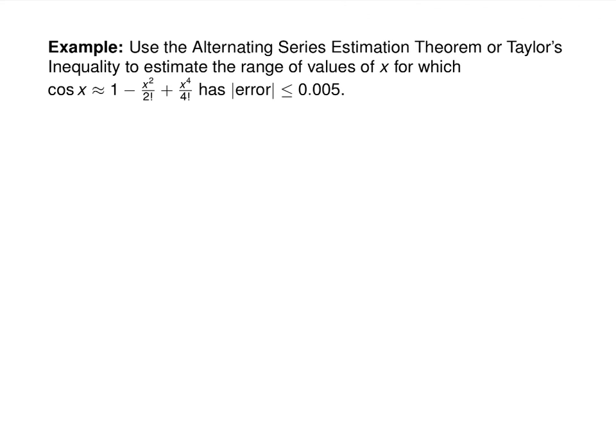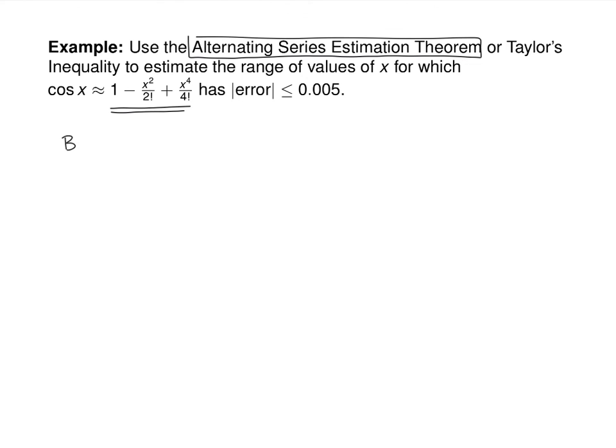Use the alternating series estimation theorem or Taylor's inequality to estimate the range of values of x for which this approximation will have an error less than 0.005. Now here, I can see that this is obviously alternating, and in the case when you can see something as alternating, the alternating series estimation theorem is quite a bit easier, so let's just use that.